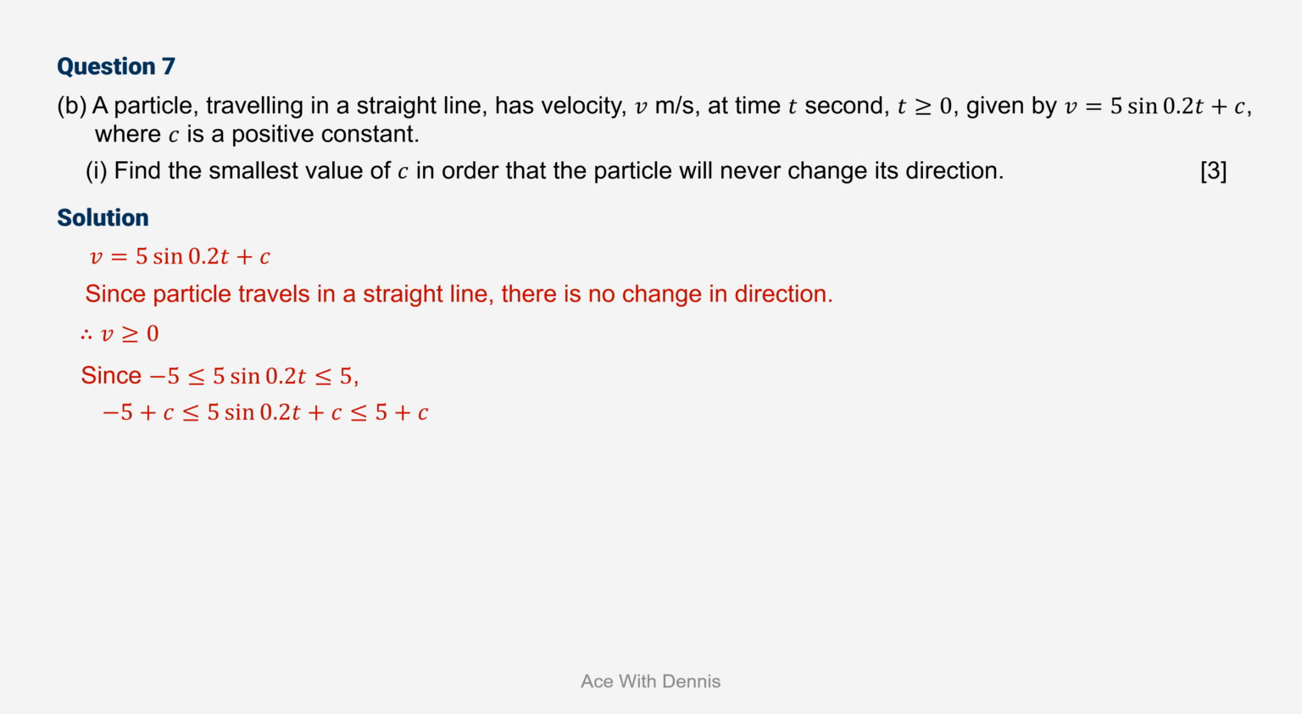Okay, so since v is 5 sine 0.2t plus c, the inequality will be negative 5 plus c less than or equal to v less than or equal to 5 plus c. Since we know that v is greater than or equal to 0, therefore negative 5 plus c is greater than or equal to 0, and c will be greater than or equal to 0. So from this inequality, we can see that the minimum value of c will be equal to 5.